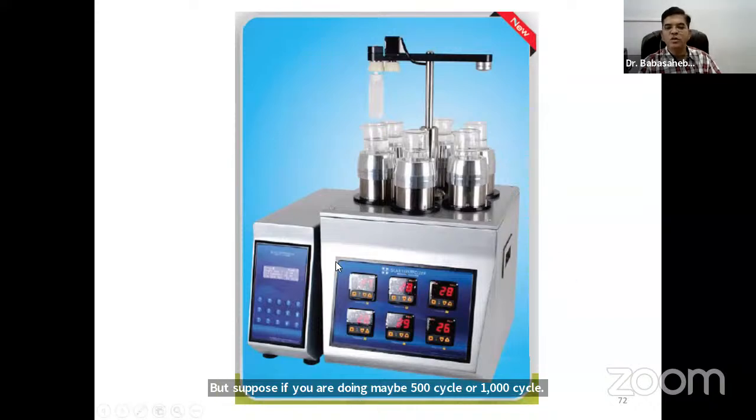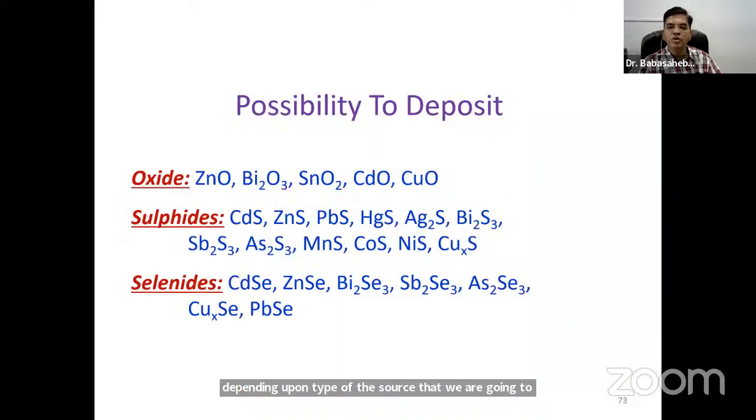Then you can use this microprocessor control unit so that you can set 500 or 1000 cycles, and for each beaker it is possible to control the stirring. In each beaker it is possible to control the temperature of the solution. So it is possible to have different preparatory parameters, so that with one material you can also get different morphology, depending upon the type of source and the preparatory parameters that you utilize. That is the beauty of this technique.